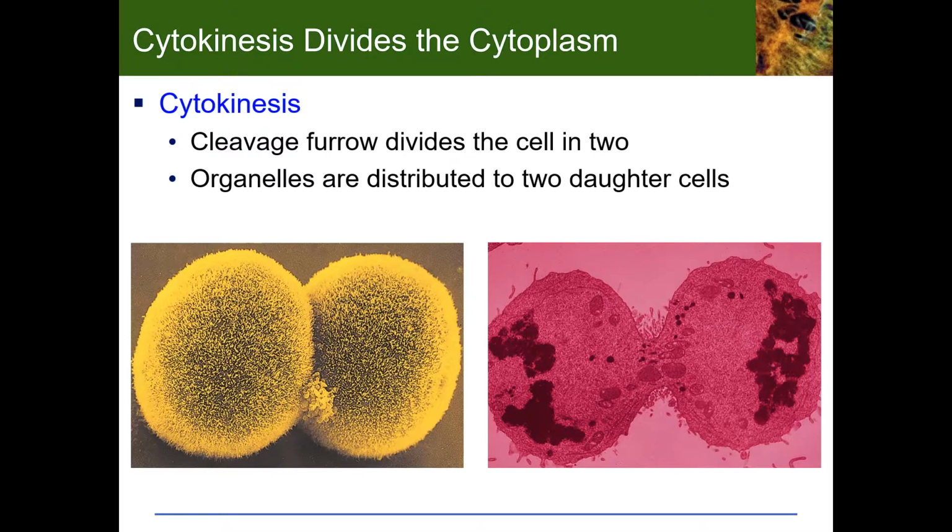Okay, and finally you have to divide the 2 cells, so they undergo cytokinesis, in which you get the formation of a cleavage furrow that divides the cell in 2, and then the organelles are distributed to the 2 daughter cells.